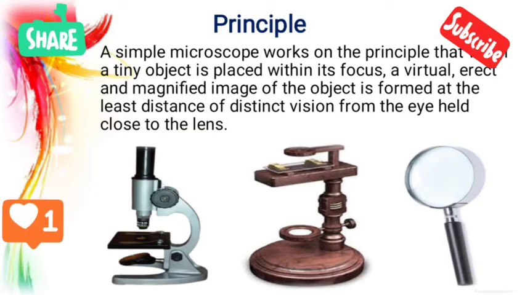The principle behind the simple microscope is very simple. A simple microscope works on the principle that when a tiny object is placed within its focus, a virtual, erect, and magnified image of the object is formed at the distance of distinct vision from the eye, held close to the lens. These are the simple microscopes.